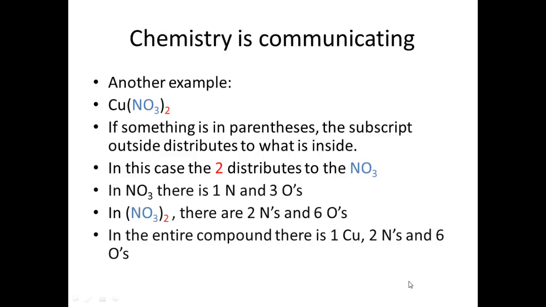Moving forward. You look at this formula, you should be able to recognize that there's one atom of copper, 2 atoms of nitrogen, and 6 atoms of oxygen. Okay?